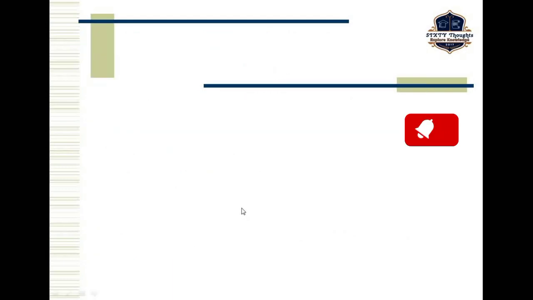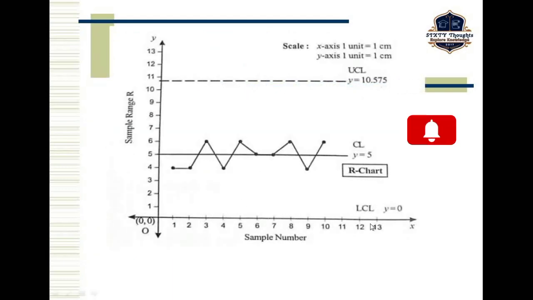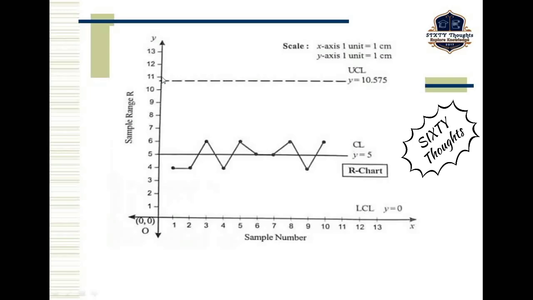Okay, so now we draw the graph. We consider the x-axis as sample numbers. Coming to our problem, in total we have 10 samples. On the y-axis we consider the sample range value, right? First we draw the central line. The central line is 5, so this line is called CL equal to 5. Next we draw the upper control limit line. We know the upper control limit value is 10.575. It is nearer to 11. So this dotted line is called the upper control limit. Next we draw the lower control limit. We know the lower control limit value is 0. So this x-axis is called the lower control limit line.